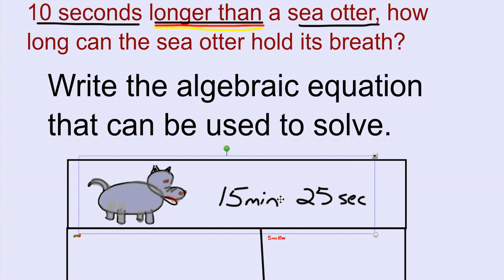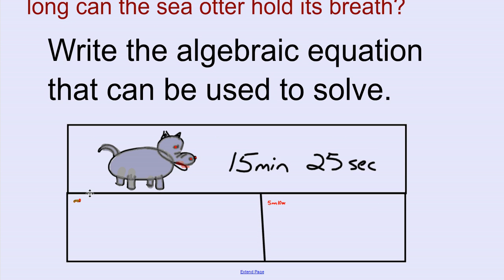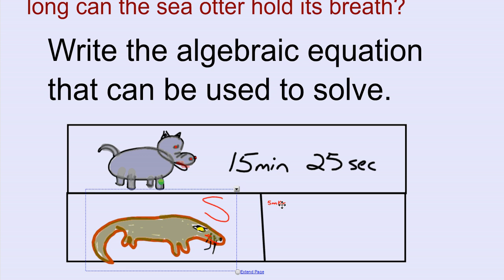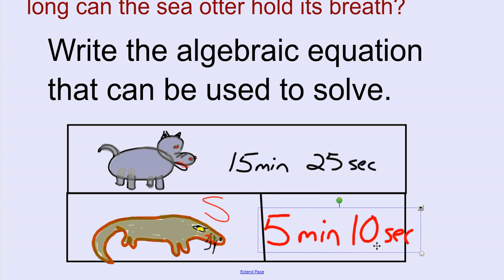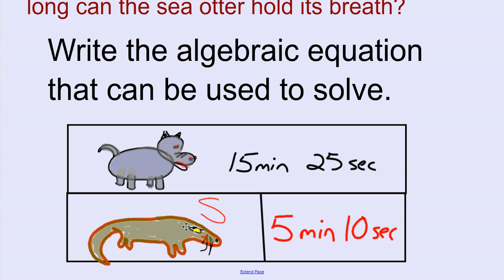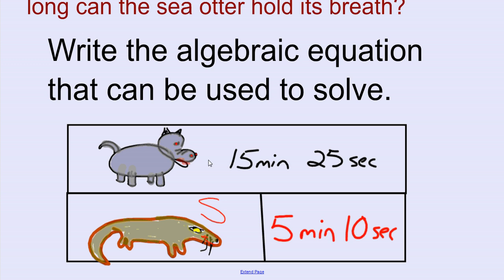So here we have a model, my little hippo pal, all right? And he can hold his breath for 15 minutes and 25 seconds. And we said that he can hold his breath 5 minutes and 10 seconds longer than the sea otter. So that means that 5 minutes and 10 seconds plus however long the sea otter holds a breath should be able to equal the amount of time that the hippopotamus has.